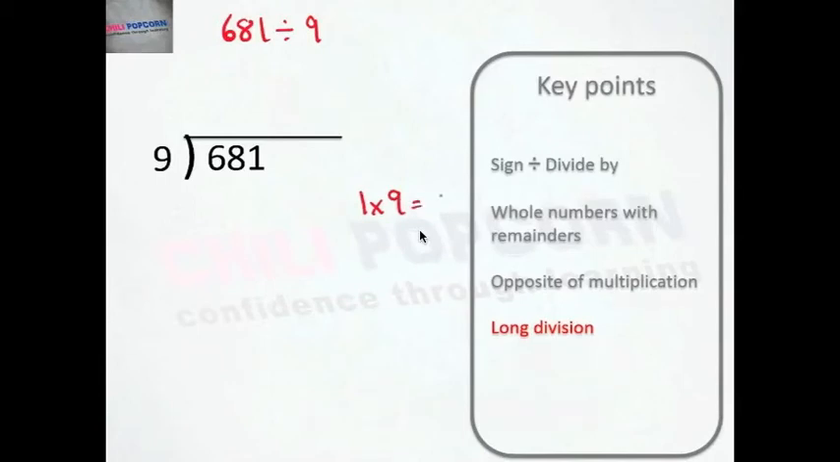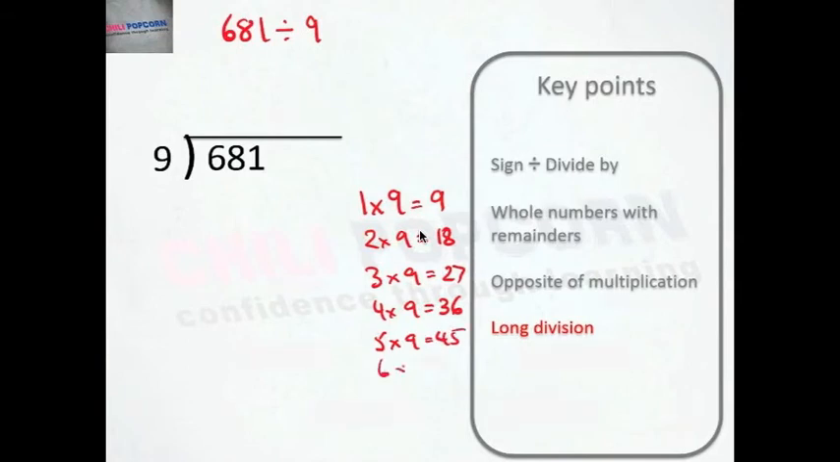So 1 times 9 is equal to 9. 2 times 9 is equal to 18. 3 times 9 is equal to 27. 4 times 9 is equal to 36. 5 times 9 is equal to 45. 6 times 9 is equal to 54. 7 times 9 is equal to 63. And 8 times 9 is equal to 72. 9 times 9 is equal to 81. I think that's enough, and you'll see why I've stopped there in a minute. So let's go back to our rules.